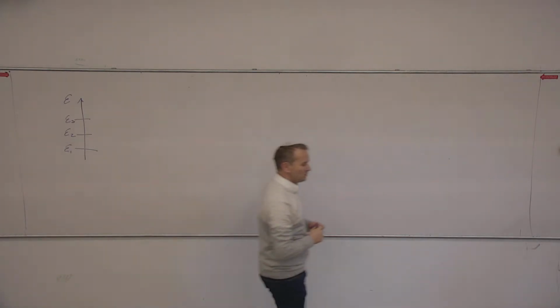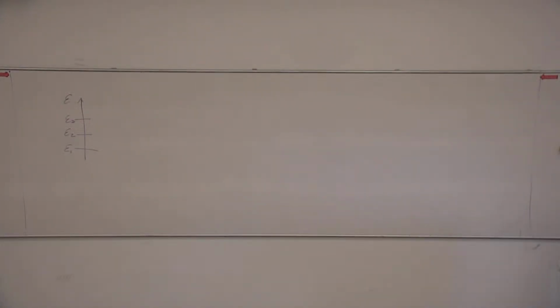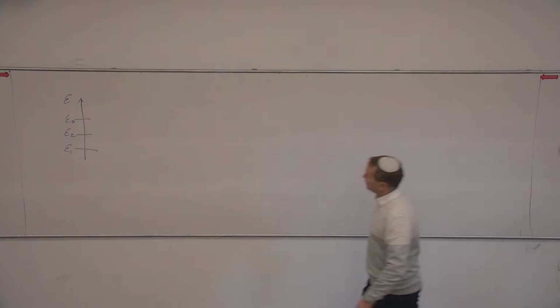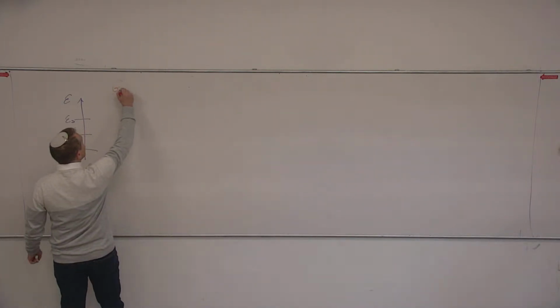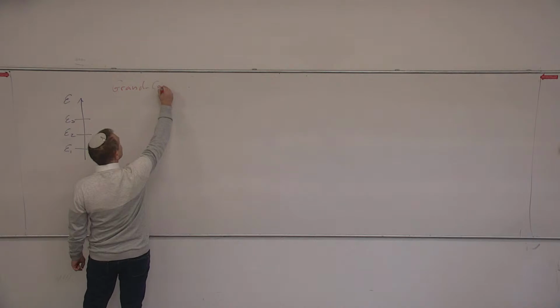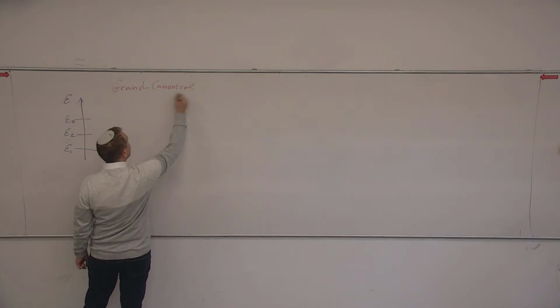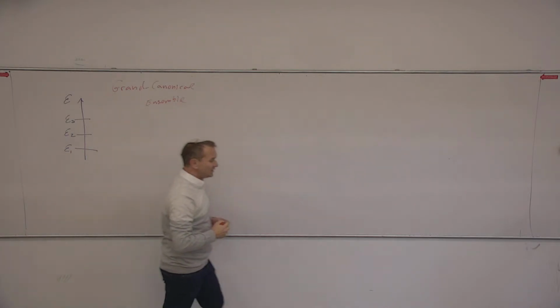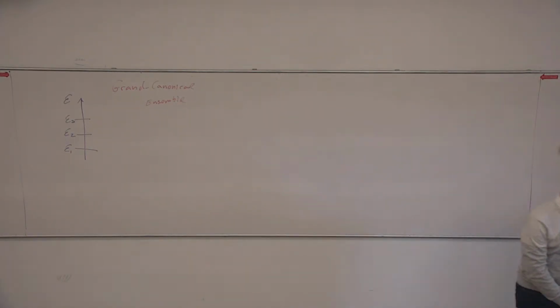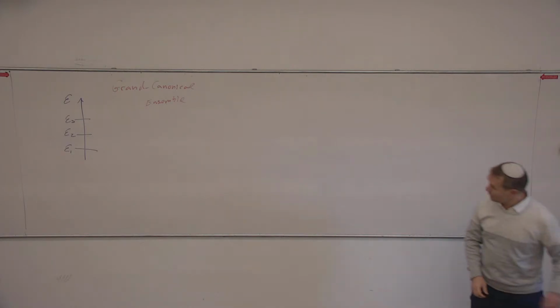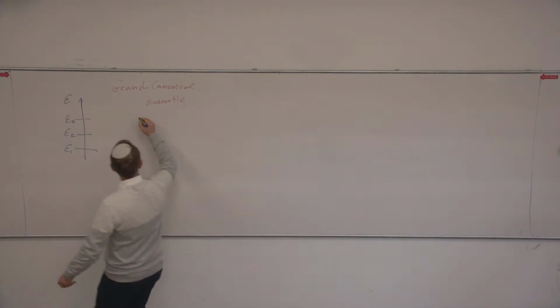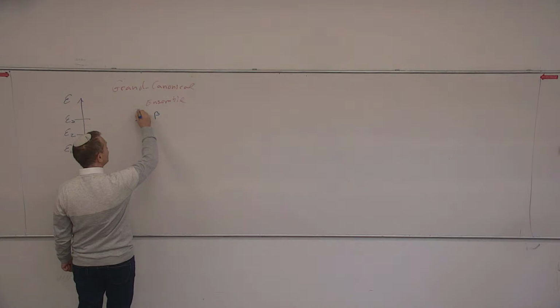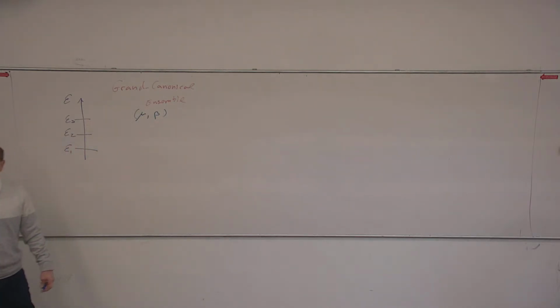And the idea was to use the grand canonical ensemble. Which means that we have a specific mu, chemical potential, and specific beta, which is 1 over k Boltzmann T.